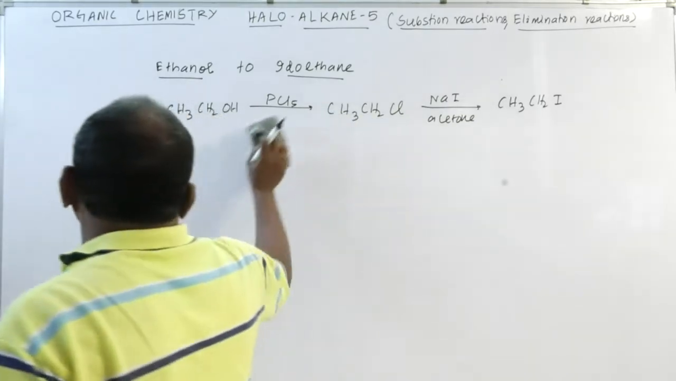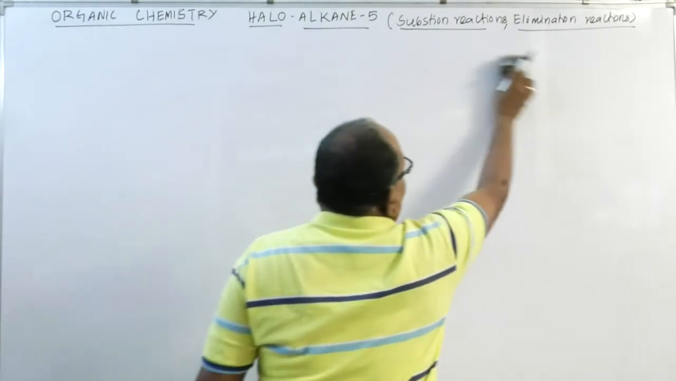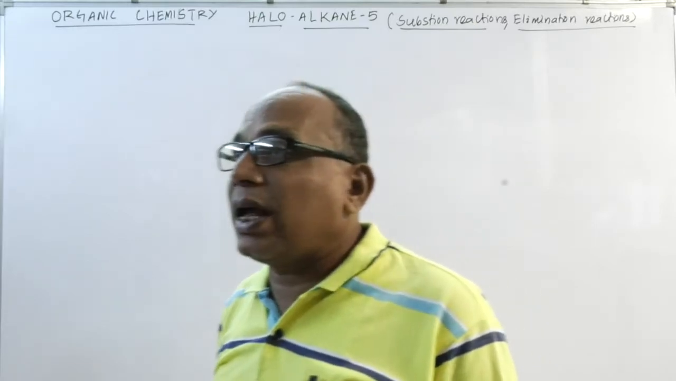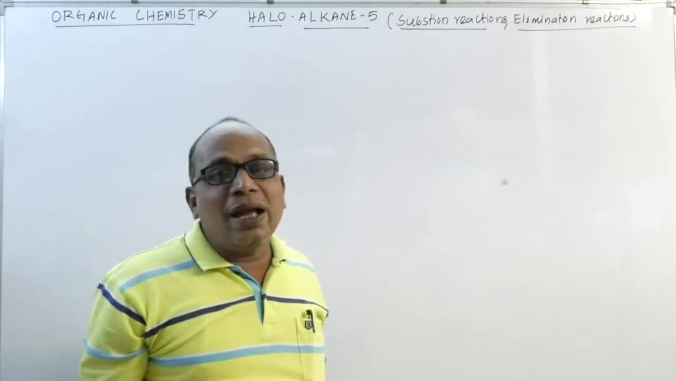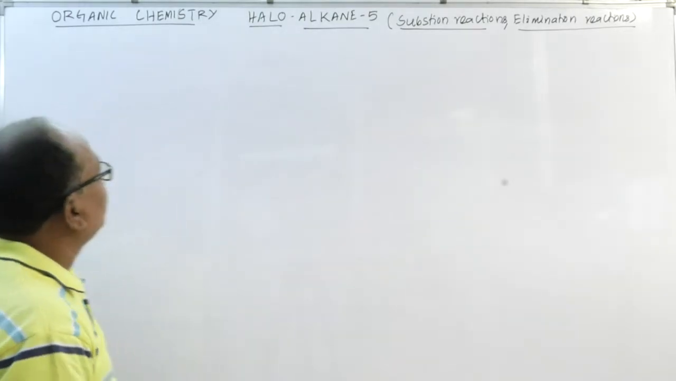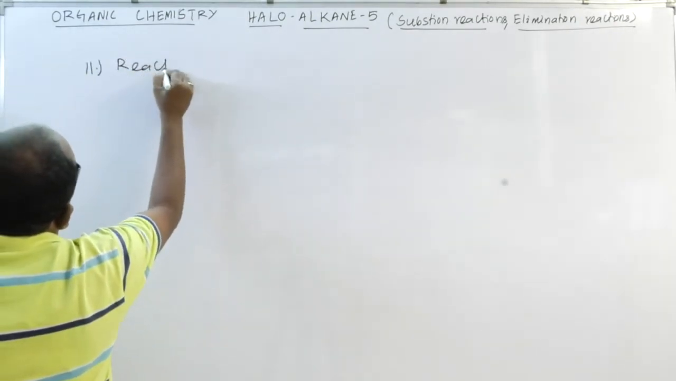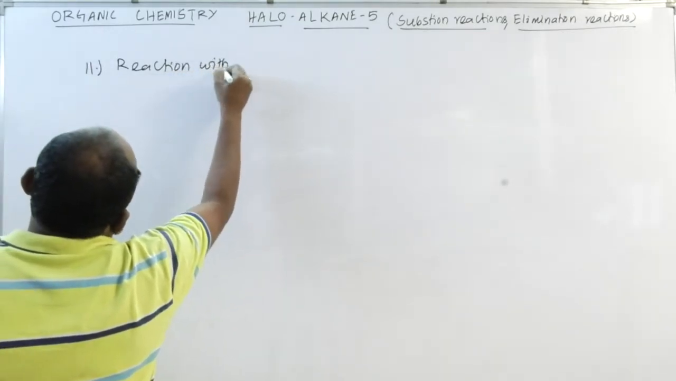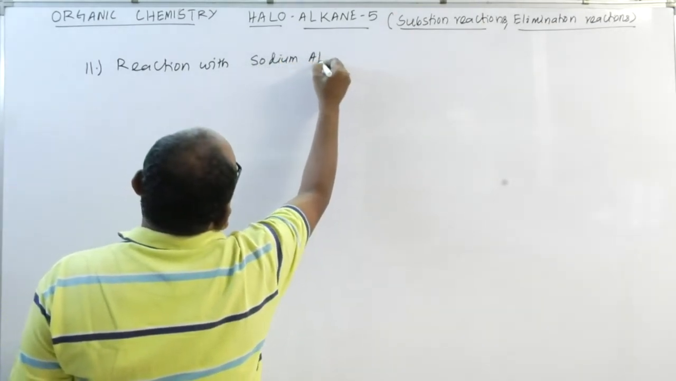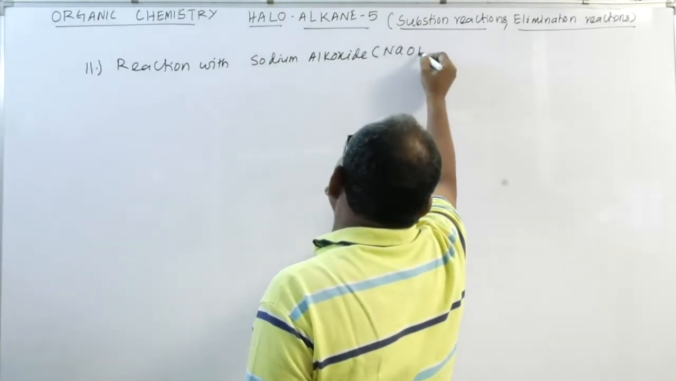Okay, students, this is one of the methods: how the alkyl halide reacts with aqueous solution of potassium hydroxide. When alkyl halide reacts with aqueous potassium hydroxide, it converts to the corresponding alcohol, means the halogen atom of alkyl halide gets substituted by the OH group. Now come to the second reaction: reaction with sodium alkoxide, that is NaOR.